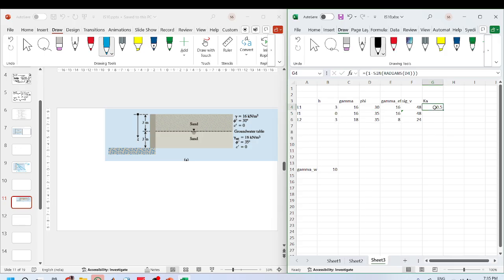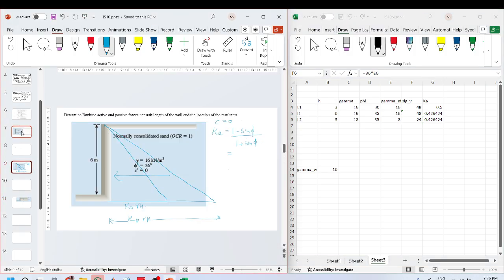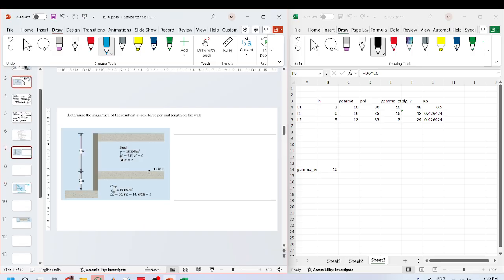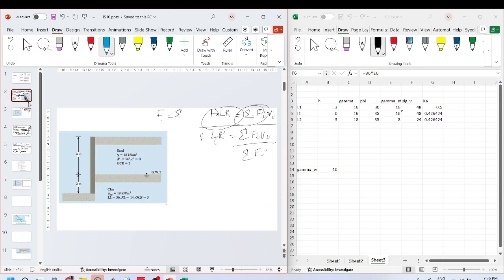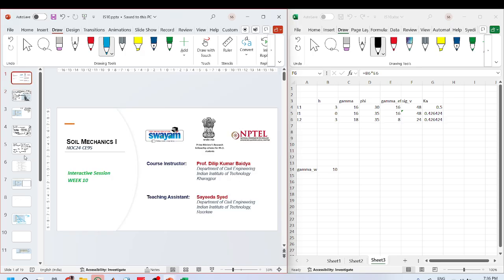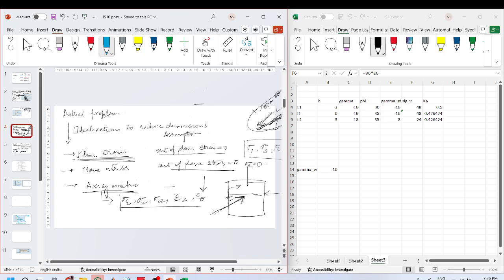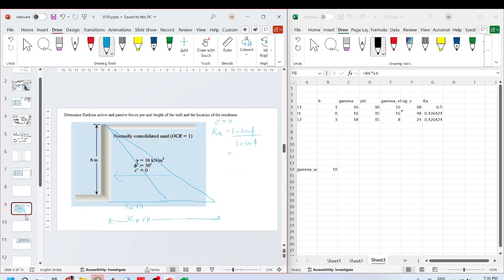Madam, at layer 2, sigma effective should be cumulative. Now, why did you get 24? Because I am taking it like we did here, layer-wise, independently. Yeah, I understood, madam. I understood.